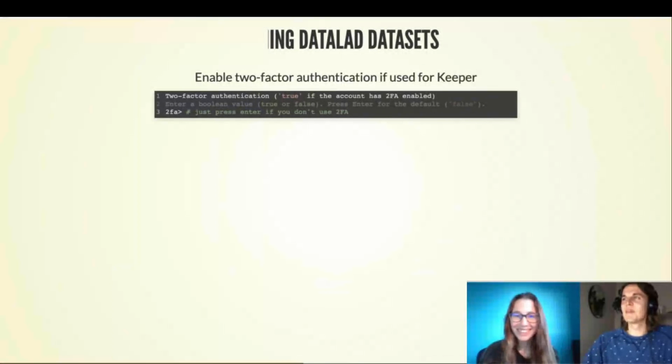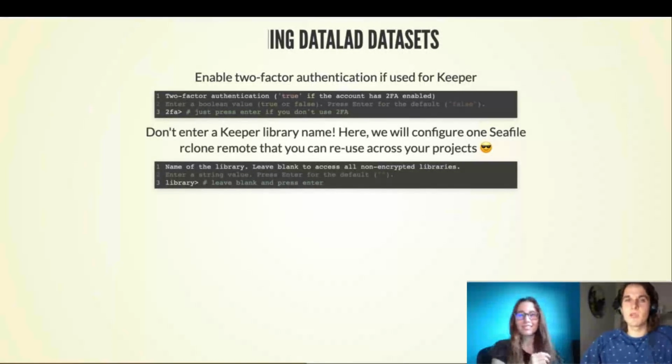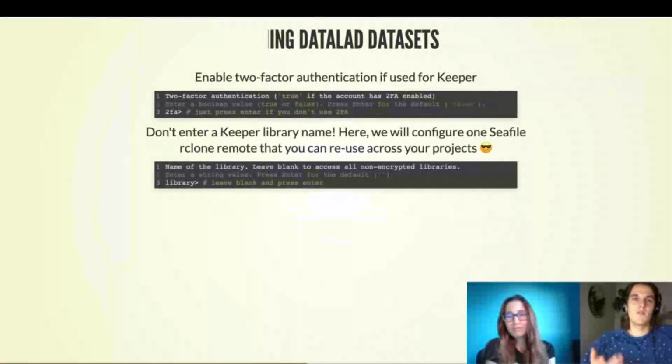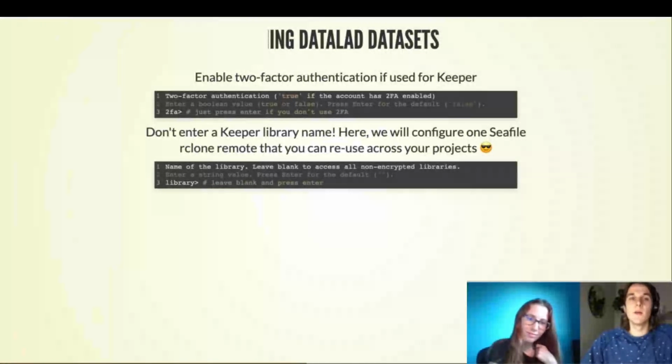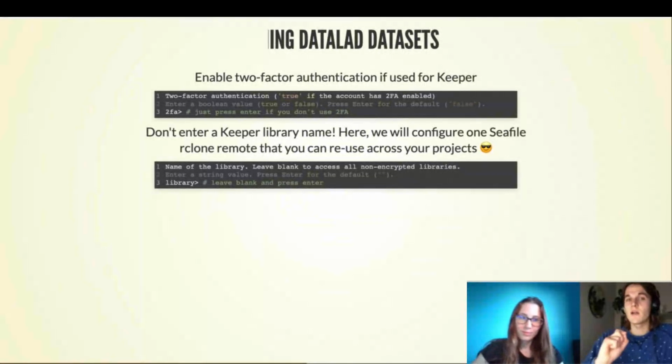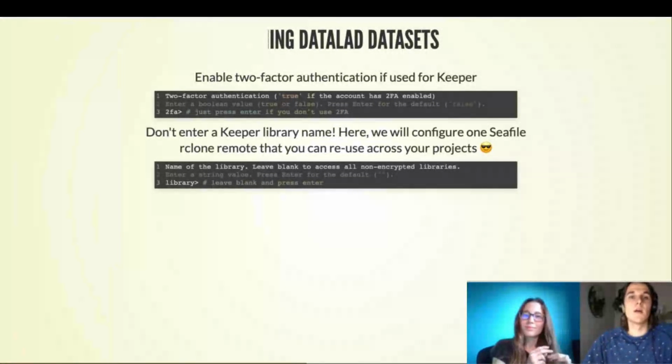And then there are several other options. So you can enable 2-factor authentication if you want to. I don't do it here. Then there's a kind of tricky part to watch out for. rclone asks you to enter a library name. So this is the name of the library as it will show up on Keeper. Think about it as a regular folder on Keeper, similar to when you transfer data with Dropbox, for example. There's a folder in your Dropbox account. And we actually don't give it a name here because we want to just configure one rclone remote for our Seafile or Keeper account that we can then reuse across projects. And I'm going to show you in a bit how this works exactly.